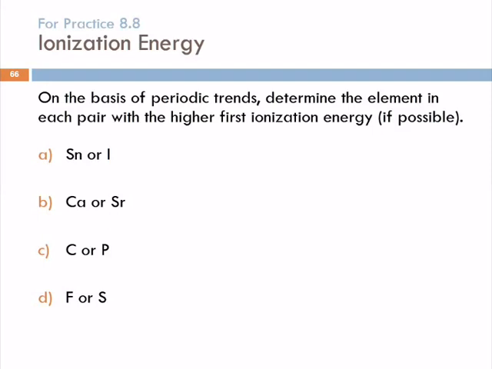So on the basis of trends, determine which of these in each pair has a higher first ionization energy. Tin or iodine? So on the periodic table, we've got tin over here, and then we've got some things, and we've got iodine. They're in the same period. Tin will have the higher first ionization energy. Let's think about size. Which one's bigger, tin or iodine? Tin is bigger. Is it easier to take a child from a large family or a small family? Large. So it's easier to take it from tin. So that means the ionization energy is lower. So iodine has the higher first ionization energy.